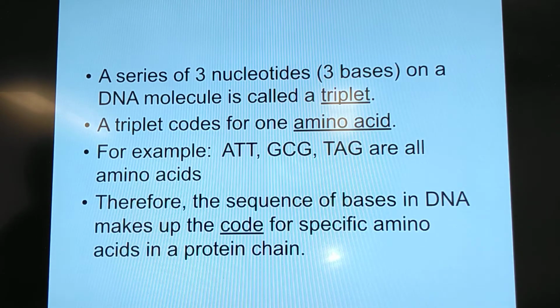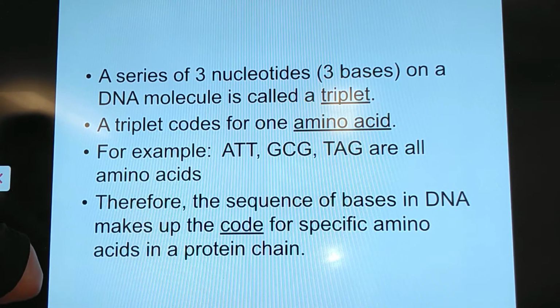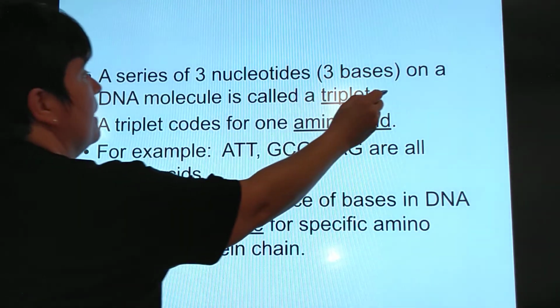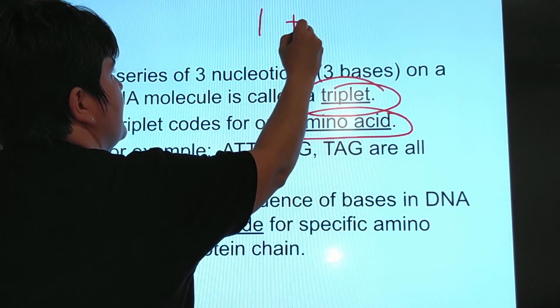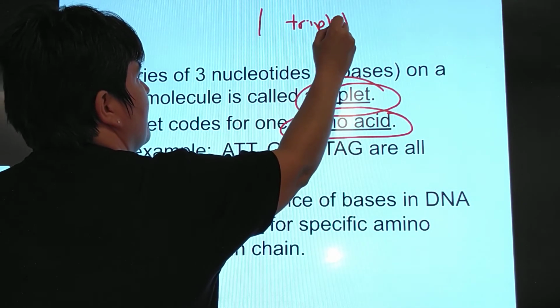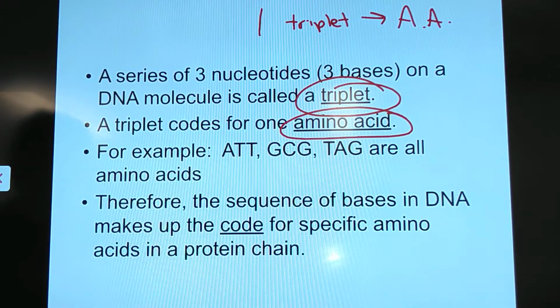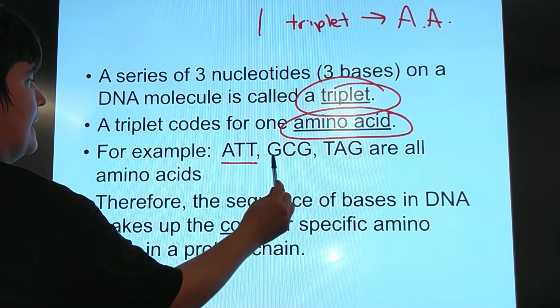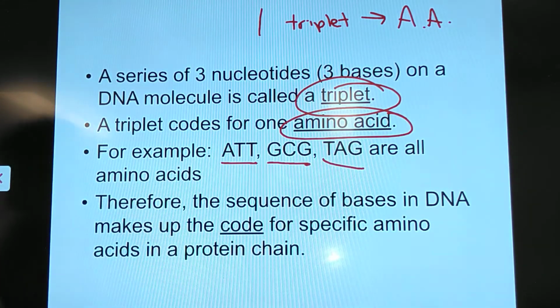So a series of 3 nucleotides, or 3 bases. Each nucleotide has a base on it. So a series of the 3 bases is called a triplet, and a triplet is going to be very important because each of those triplets is going to code for an amino acid. So one triplet is going to give us one of those amino acids. One triplet is going to equal one amino acid. For example, ATT would code for an amino acid. GCG would code for an amino acid. TAG would code for an amino acid.